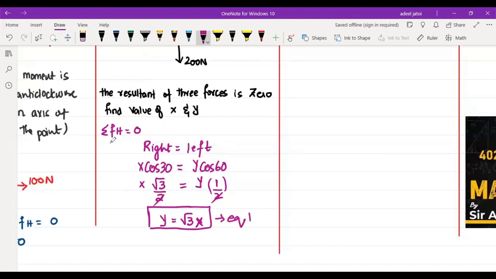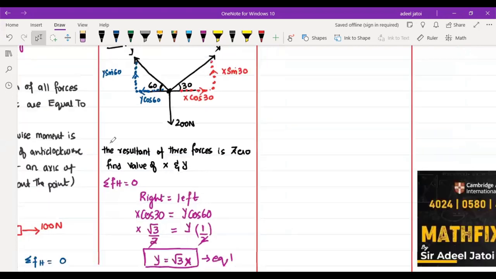Now this is your equation 1. Using the horizontal force, which was equal to 0, because three forces are applicable towards 0. So we know that it is at equilibrium state. Considering that, we now know that y is equal to under root 3 x, when we use the right and the left force.